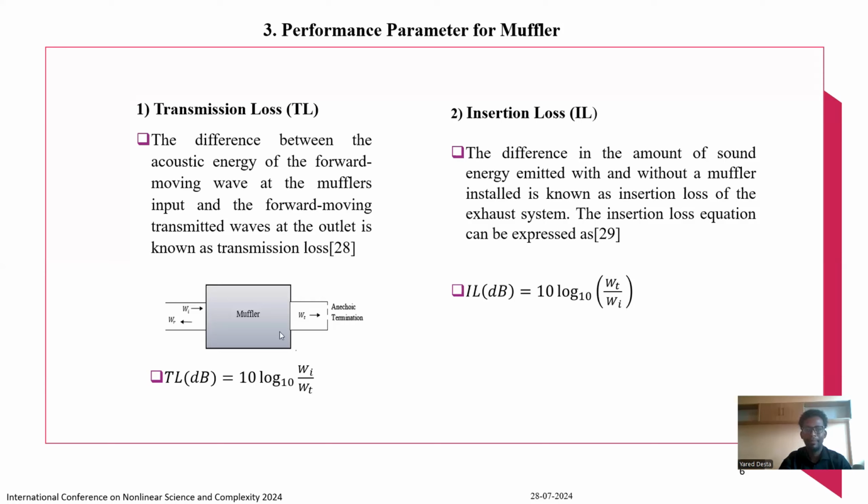Transmission loss can be described mathematically. It is measured in decibels. For instance, this is just a simple type of muffler, with one inlet and one outlet. At the inlet, we have the incident wave, the sound wave, and then we have the transmitted wave and the reflected wave. So the transmission loss is equal to 10 log of the incident wave power divided by the transmitted wave power. The opposite of the transmission loss is the insertion loss.